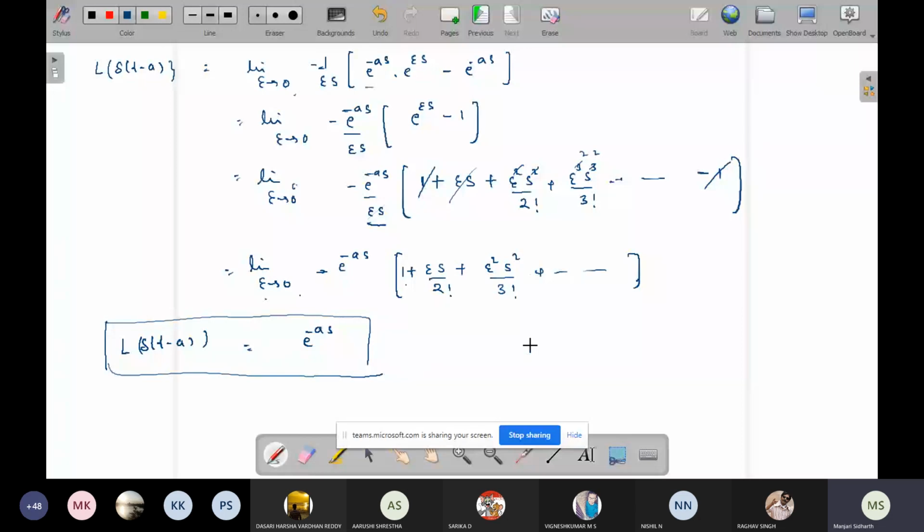Suppose you need to find the Laplace transform of Dirac delta of t minus 2. Simply you can write e power minus 2s. And in the unit step function, it was divided by s. I'll check the calculation. I think I have made a mistake somewhere. It should be e power minus as only.